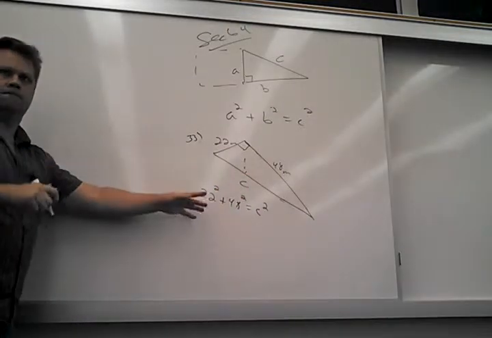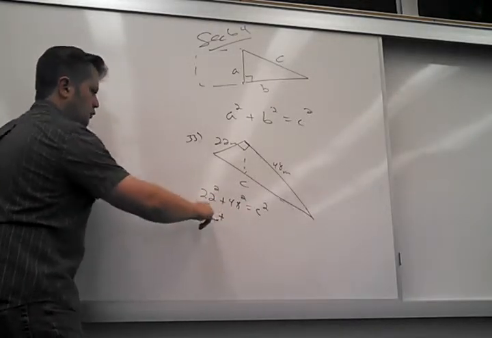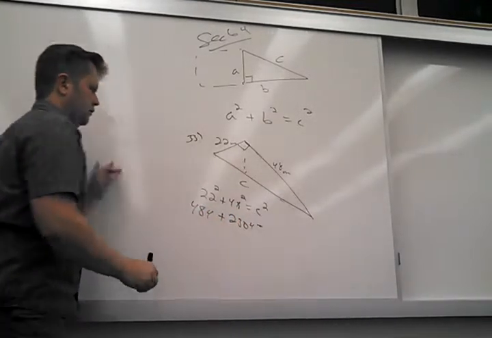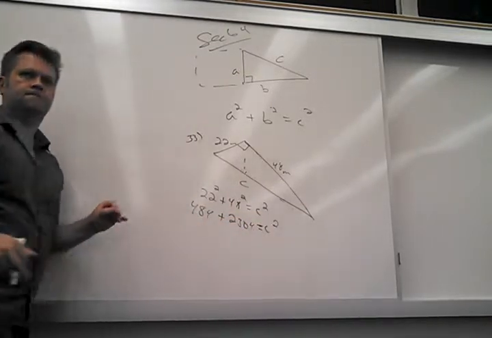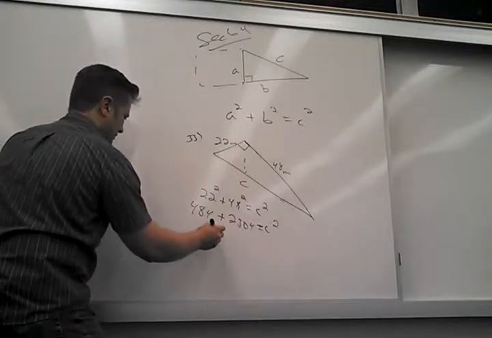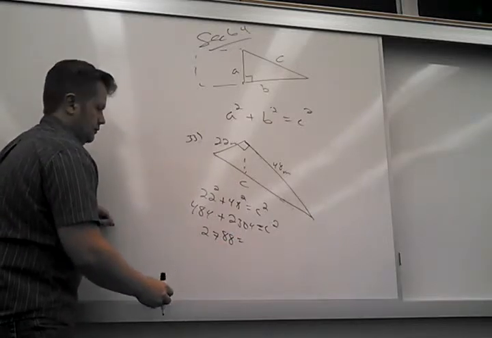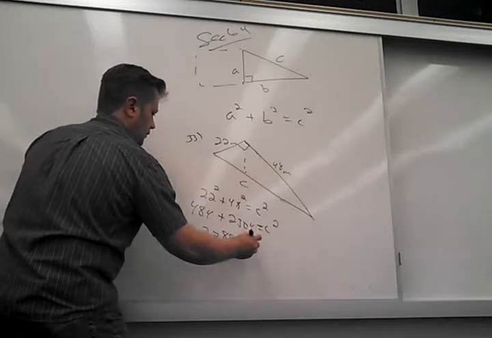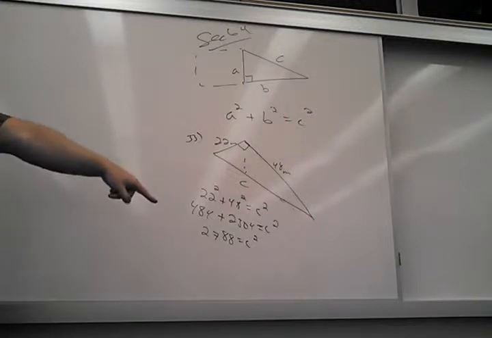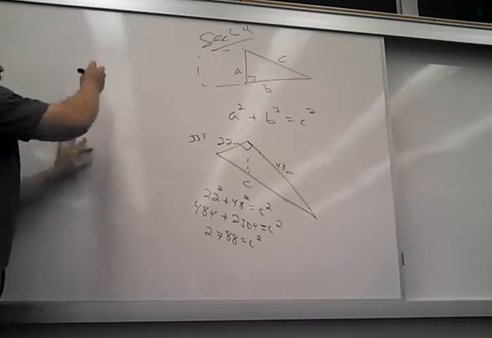So 22 squared is what? 484, I like it. 48 squared. 2304. Take your word for it. And then I get equals C squared, right? Add them. So what do you get when you add those? 2788. And then, to finish this off, I know that 2788 is C squared, but what do I want? I want C. So how do I undo?